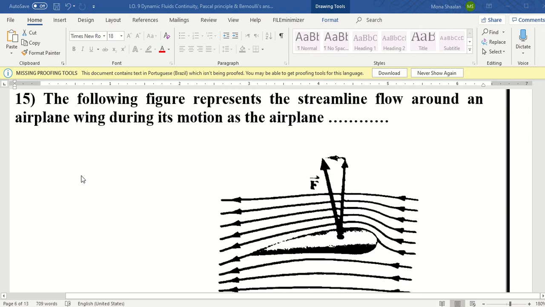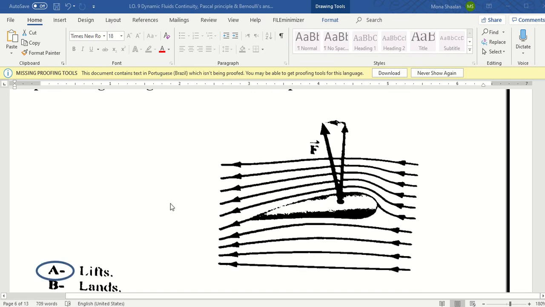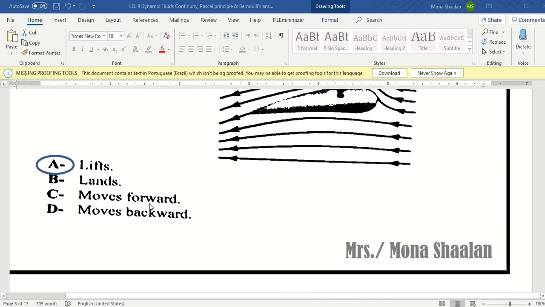Second question. The following figure represents the streamline flow around an airplane wing during its motion. This streamline causes a variation of velocities, as there is an increase in velocity here which causes a decrease in pressure, and there is a lifting force from the high pressure region into the lower pressure region, so the plane will be lifted up.